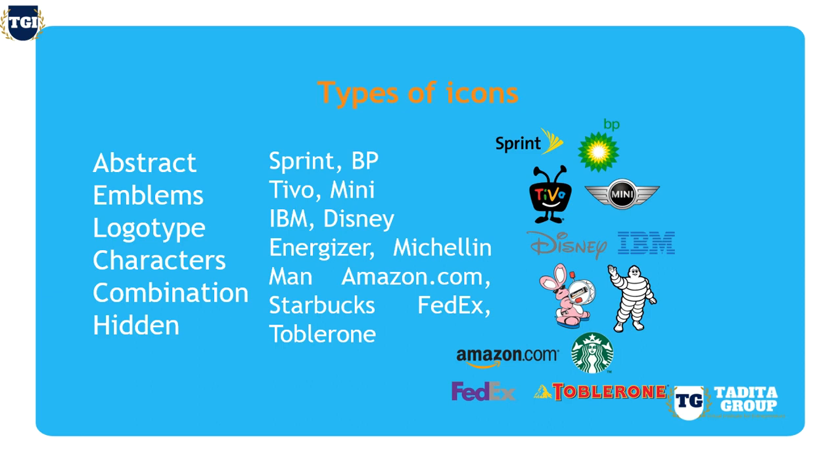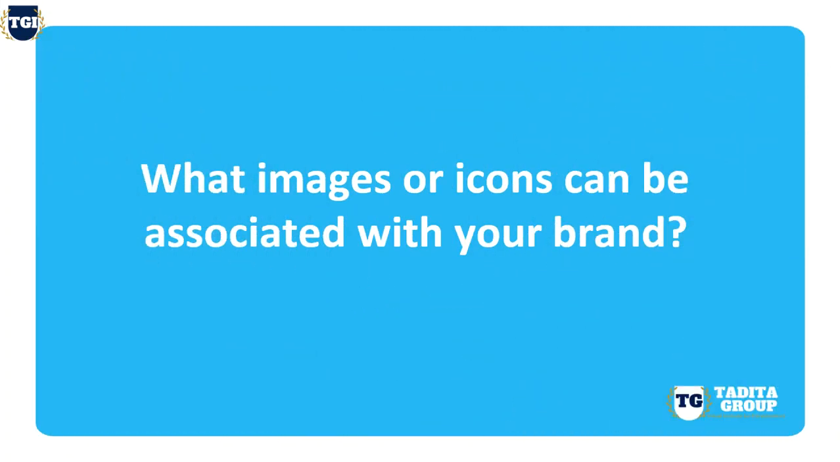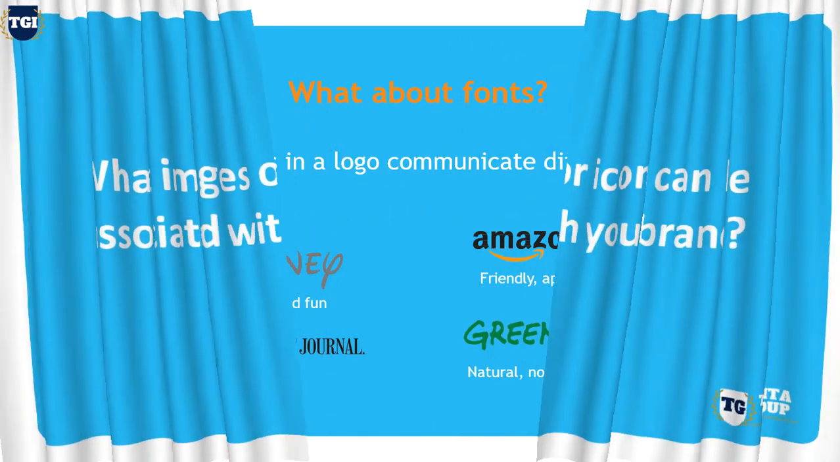All right, now we have different types of icons which I think some of them we are familiar with. We have icons like abstract, emblems. These are logo types, characters, combination, hidden. These are things we are going to look at when we are looking at the types of logos. All right, so these are various logos which you've seen. I think you've come across them. And for each of these logos, there's a reason behind the design, and we are going to look at them as we move ahead. Now, what image or icon can be associated with your brand? That's the next thing we'll be looking at.